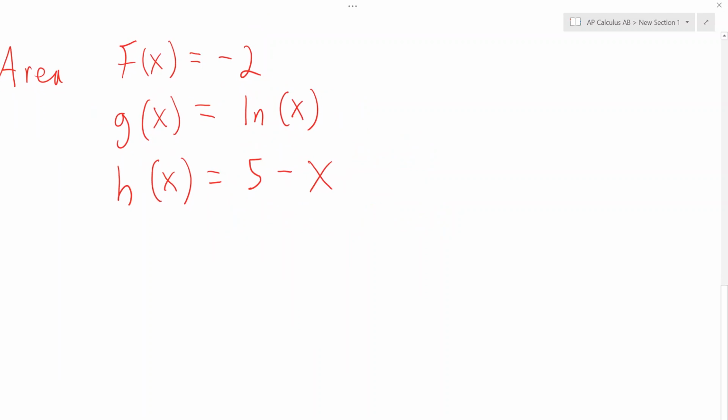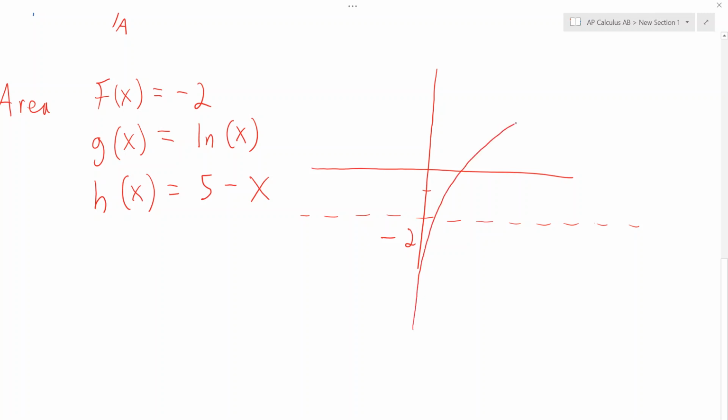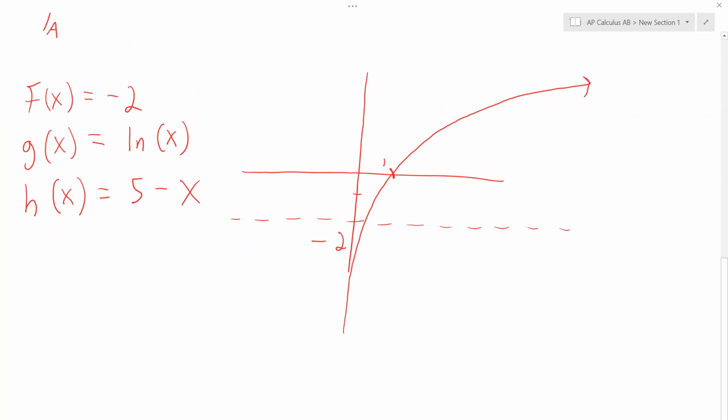Okay, so before we graph it on our calculator, you guys should kind of know what these functions look like in general. Let's think about this. f of x equals negative 2 is a horizontal line at negative 2 down here. Okay with that? Ln of x is a function that comes up like this. Remember where it hits the x-axis at 1. That doesn't really matter for this question, but that's what that is. Remember, we graph ln of x all the time. Okay? And 5 minus x is a line that has a y-intercept of 5 and a slope of negative 1.